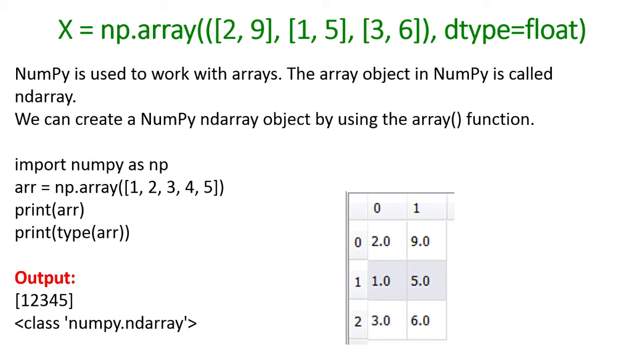We will print that using print array. Even we will check the type of this array. The output is shown as 1, 2, 3, 4, 5. It is an array. In our case, for our training data, the output is shown in the figure. There will be 3 rows and 2 columns with 2 and 9, 1 and 5, and 3 and 6.0. The input is converted to data type float.